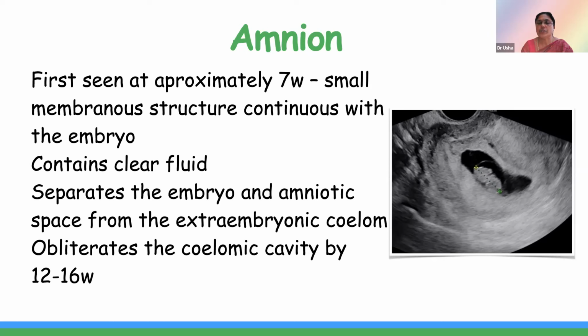In between these two is called the extra embryonic coelom. Initially, at around 7 weeks, the extra embryonic coelom is very big because the amniotic cavity is small. And this amniotic cavity gradually expands, and then at around 12 to 16 weeks, this amnion and the chorion fuse, and by that time it obliterates the extra embryonic coelom.